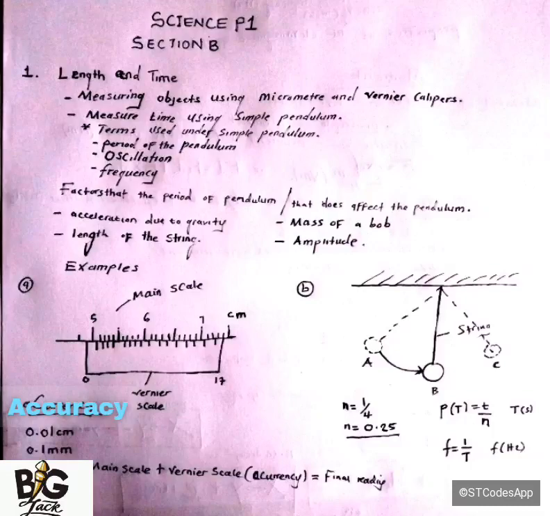Okay. Apart from that, you need to know the correct formula for calculating the period of the pendulum, which is: period of the pendulum is equal to time taken over number of oscillations. The period of the pendulum is measured in seconds, so you need to put the correct unit. Apart from that, you need to know the formula of the frequency. Frequency is equal to 1 over the period of the pendulum. Okay, so let's move on to the next one.